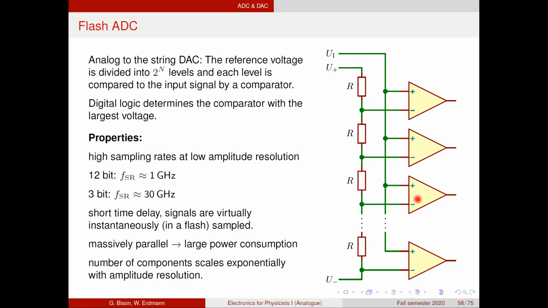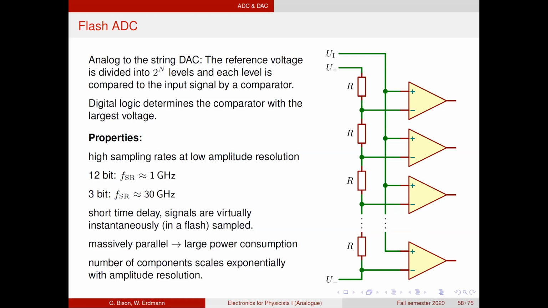And so for each of these steps, we get, so I don't know, if this is 10 volts, this is 0 volts, and we have a 5 volt input voltage, then all the comparators that are above 5 volts will say 0, and all the comparators that are below 5 volts will say 1. And then we need some digital logic that converts this bar graph of digital values into a digital number. But that can be easily done with some gates.